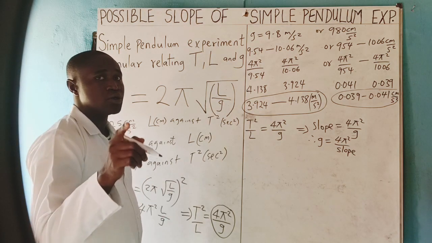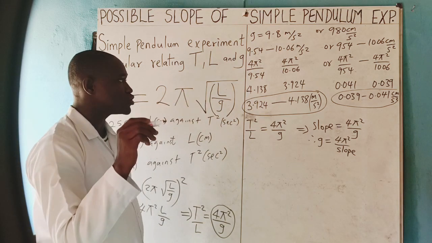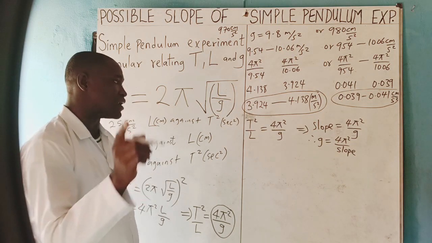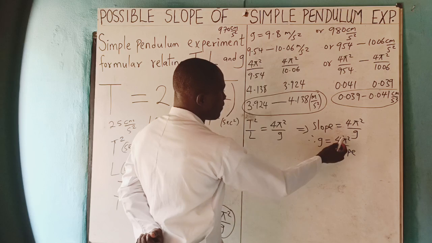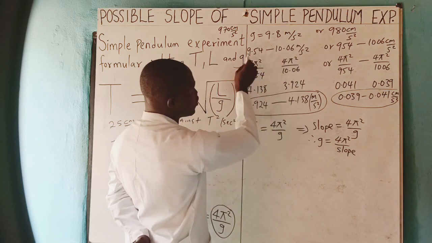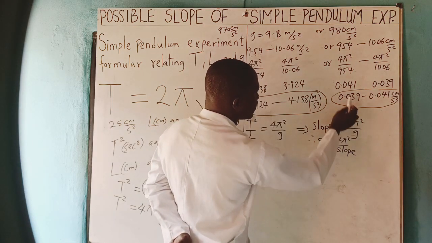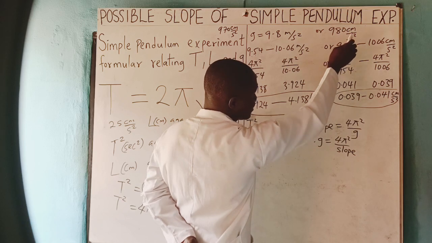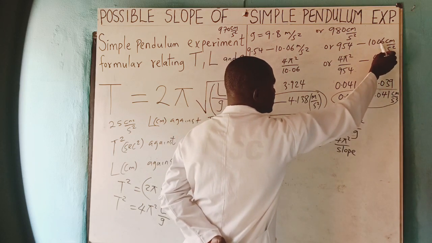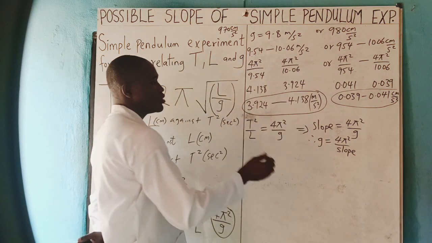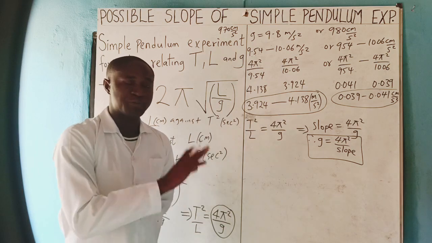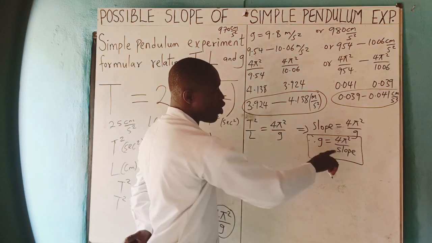Just pick a value. In our video on that channel, we pick 970 cm per second square, and we use it to teach how you can manipulate your values, plot your graphs, and answer some questions. And so, 4 pi square over this slope will be giving you 10.06. 4 pi square over this slope will be giving you 9.54. 4 pi square over 0.041 will be giving you 954 centimeter per second square. 4 pi square all over this, which is your slope, will be giving you 1006 centimeter per second square. So note this, if you are asked to deduce your g after doing your graph, your experiment, everything, look at how to deduce it. 4 pi square, all over the slope you got.